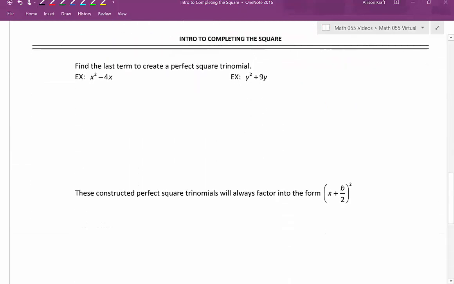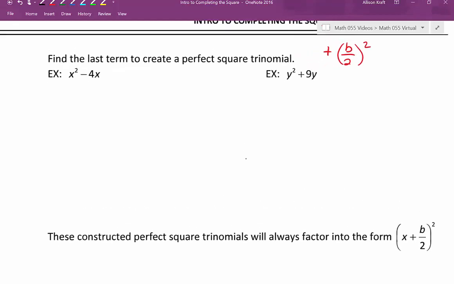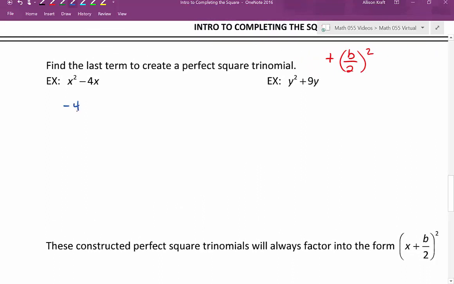So let's practice finding the last term to create a perfect square trinomial. That's going to be adding b divided by 2 squared to the two terms we have. Our first example, x squared minus 4x. Let's take its b value, which is negative 4. We'll divide it by 2 and square it. That'll be negative 2 squared, which gives us 4. So if we add 4, we'll have a perfect square trinomial, x squared minus 4x plus 4.